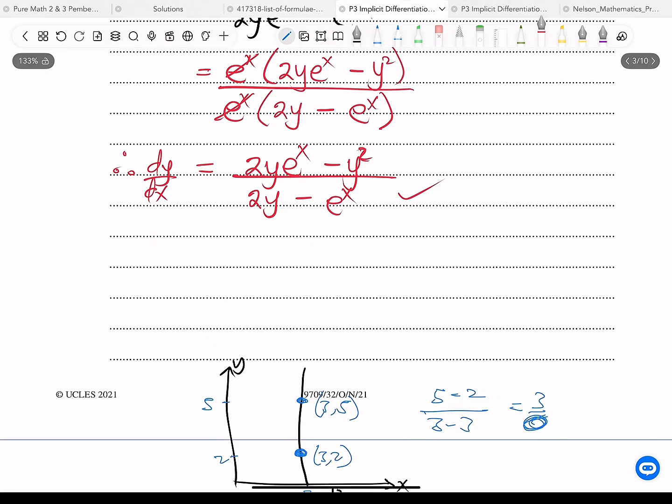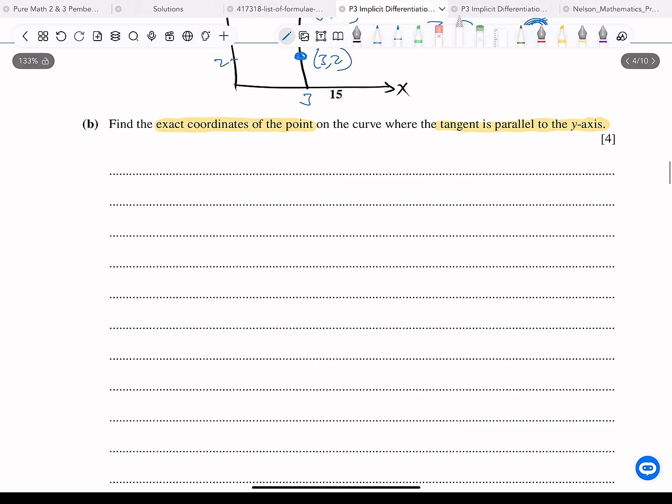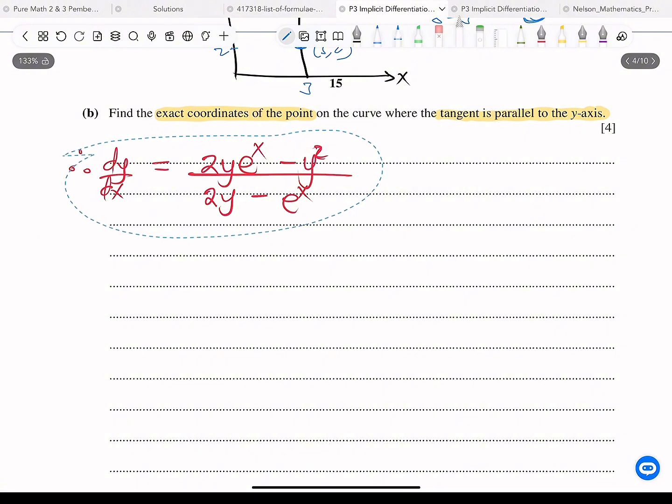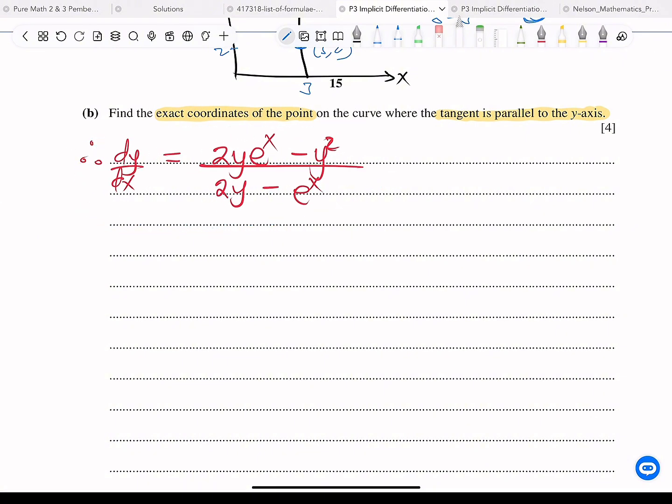And this is our dy/dx. Let's copy it and then bring it right here. Now, we are arguing that the denominator must be 0. Now, it's up to you. Do you want to make x the subject or do you want to make y the subject? I'll probably make y the subject because it is easier to do so. So this is what I have.